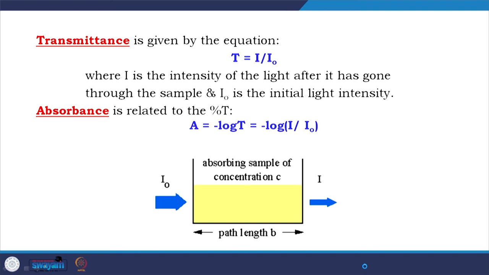it is equal to I by I0, the change in intensity and the initial intensity, where I is the intensity of the light after it has gone through the sample and I0 is the initial light intensity. Absorbance is related to the percentage of T: A equals minus log T, equals minus log I by I0. Light comes in to the absorbing sample of concentration C and changes to I. This is the path length; it could be called b, it could be called L.